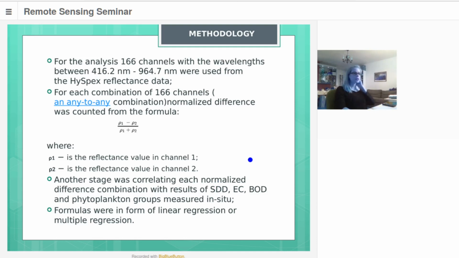Another stage was correlating each normalized difference combination with the results of Secchi disk depth, electroconductivity, BOD, and phytoplankton groups measured in situ. After that, formulas were made in the form of linear regression or multiple regression. Also in those formulas, I used the normalized difference index to make those formulas more universal.